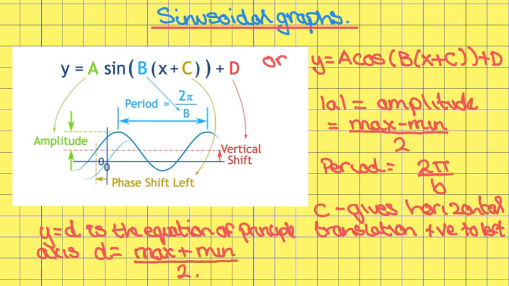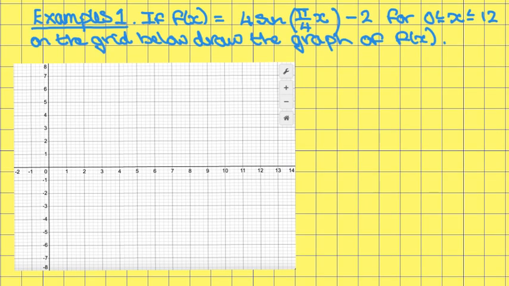We're going to look at two types of question. One, if we're given the equation and we have to draw the sinusoidal graph, and the second one, if we're given the graph, we have to derive the formula. Example 1. If f of x is equal to 4 sine brackets pi over 4 x minus 2, for x between 0 and 12, on the grid below, draw the graph of f of x.